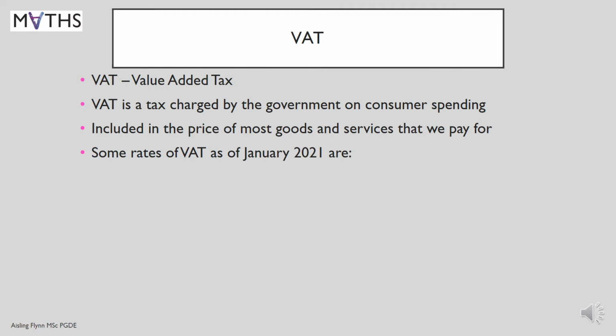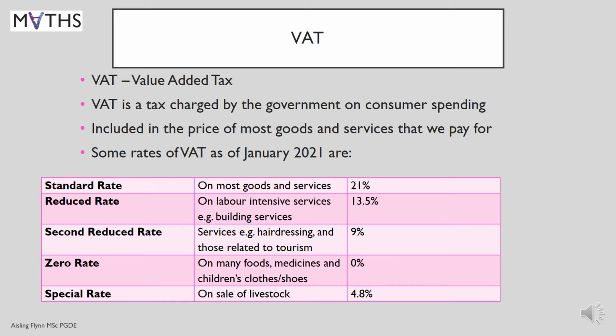Some current rates of tax or VAT as of January 2021 are as follows. So there are different rates. The standard rate, which applies to most goods and services, currently is 21%. There are some reduced rates. The first one is set at 13.5%, and this applies to labour-intensive services, for example, building services, like your electrician or your plumber. The second reduced rate is at 9%, and that applies to services, for example, hairdressing, and those related to tourism, so restaurants and hotels.